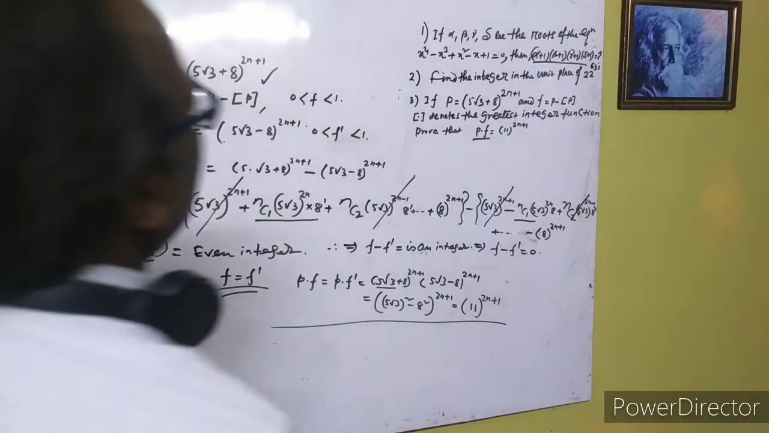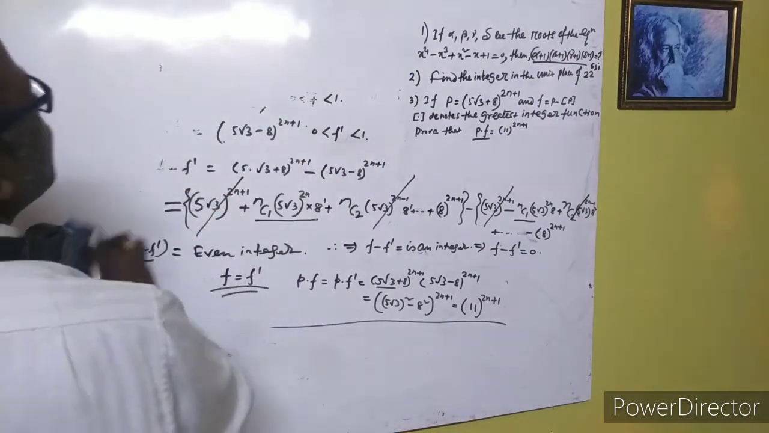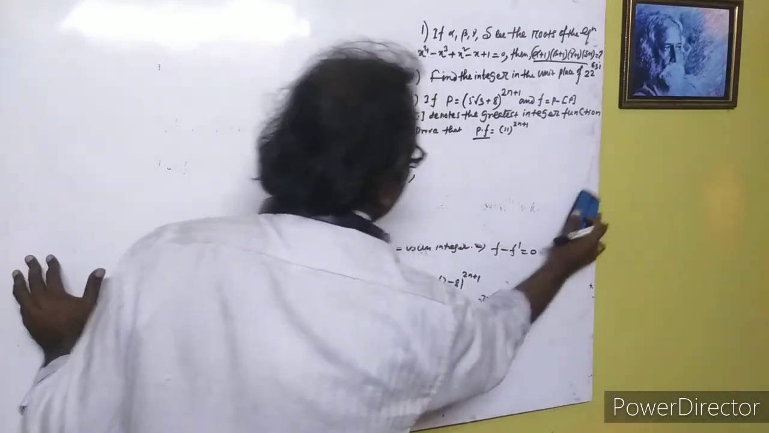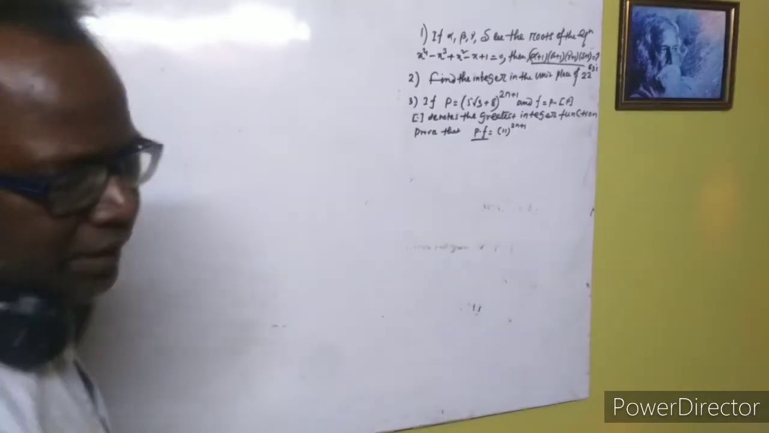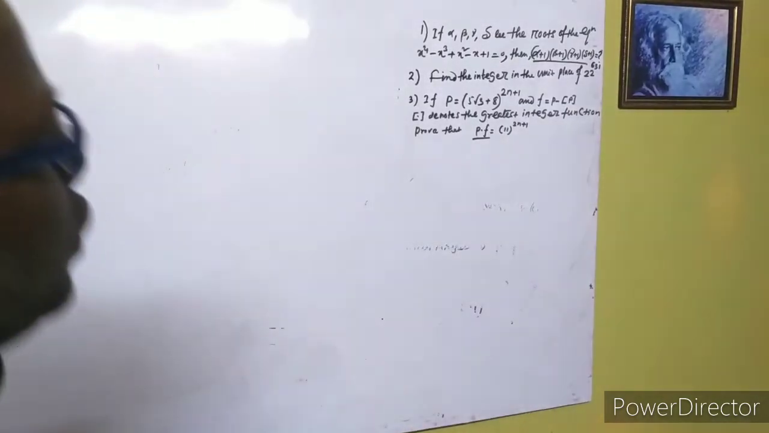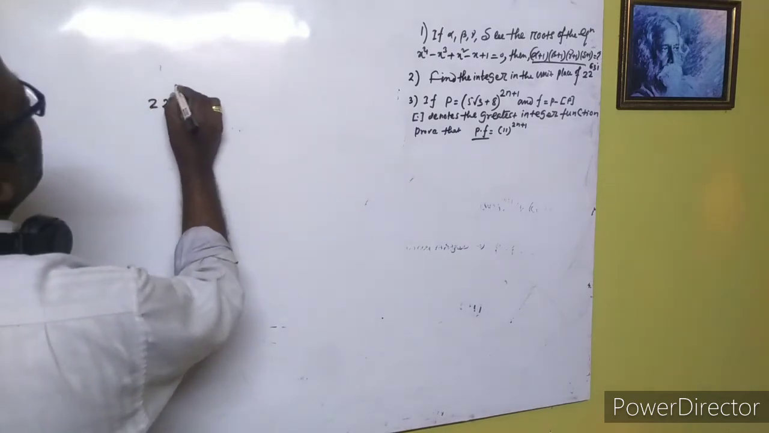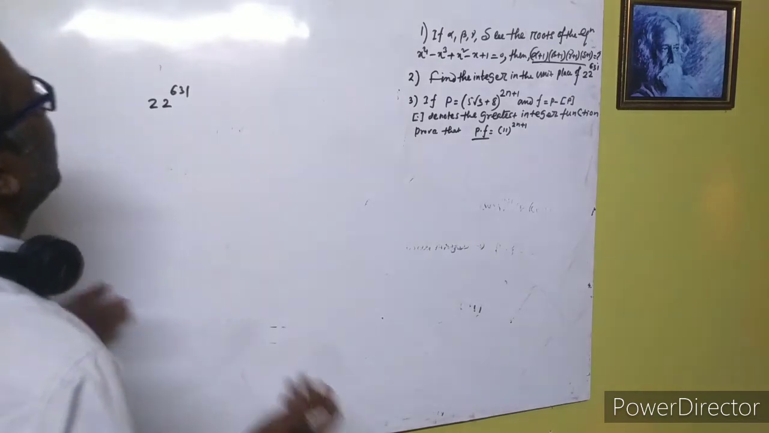And now the last question of this video is this. This is also a very interesting question for competitive exams. See carefully. This is a big number: 2 to the power 2 to the power 2 to the power 631, and find the unit place number.